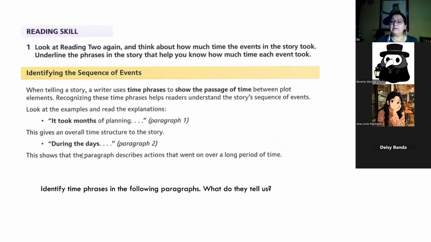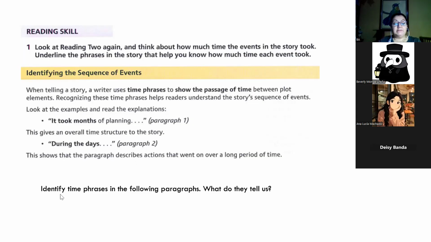¿Qué hacía él during the days? What did he do? During the days, he did the regular printing job. Remember that he had a printing shop. So during the days, he did regular printing jobs. Okay, so we know that the paragraph describes actions that went on over a long period of time. Because it's during the days, durante el día, o sea, muchos días. Ahí estaba dando la idea de los meses. Okay.